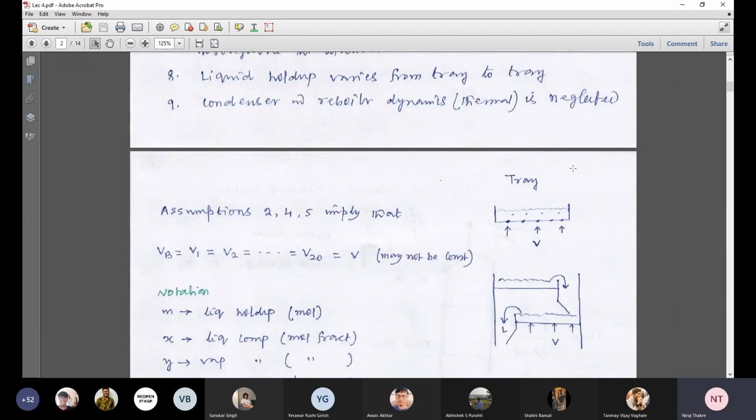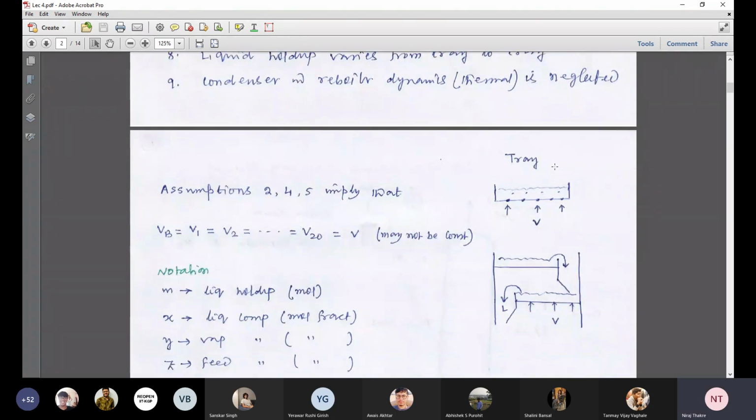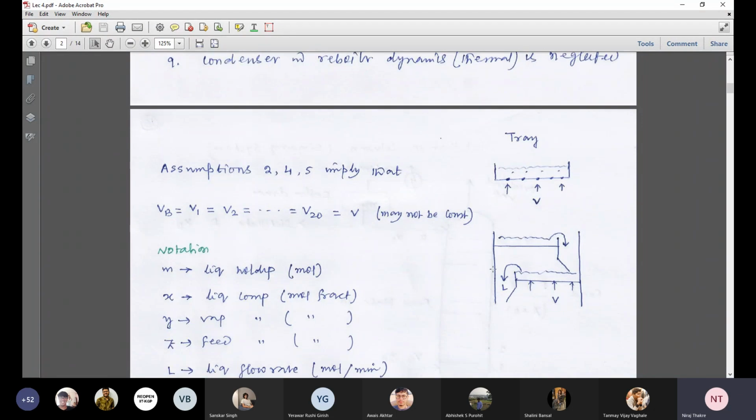Yeah, let me show the trays. The trays are like this, you see. This is the tower wall. This is another side of the wall. And these are the trays. The trays are like this. This is one tray. This is the weir.